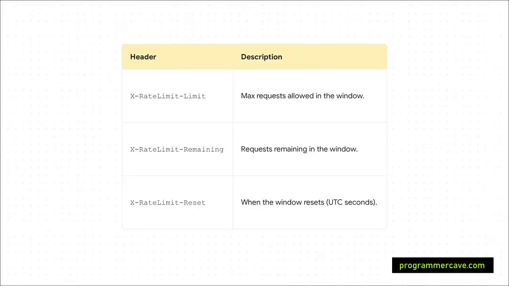And to be even more helpful, it's considered a best practice to include these headers in your response. They tell the developer how many requests they're allowed in total, how many they have left, and exactly when their quota is going to reset. This empowers them to build much more resilient applications that can respect your limits.